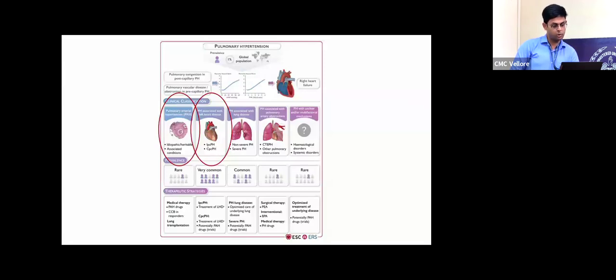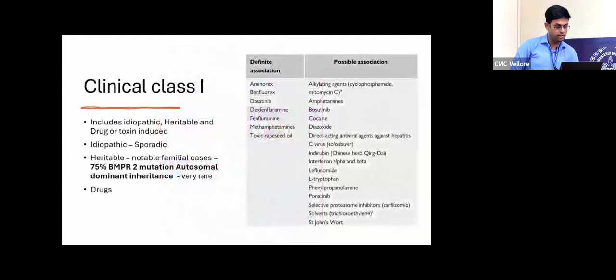So for the rest of the conditions, group 3, group 4, group 5, it is basically treatment of the baseline condition. For group 3, it is treatment of ILD. For group 4, it's treatment of the underlying causes. So basically, classically, from the beginning, pulmonary arterial hypertension means the class 1 group. The rest of the conditions are non-PAH conditions.